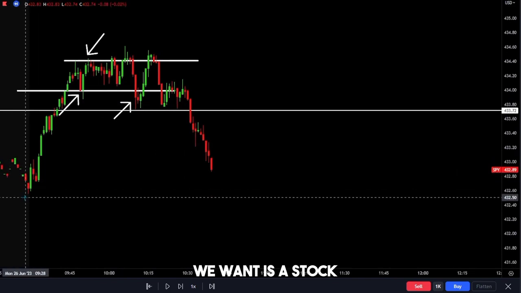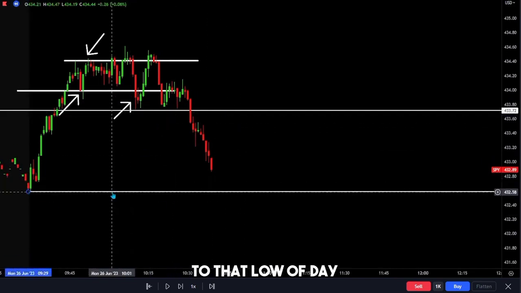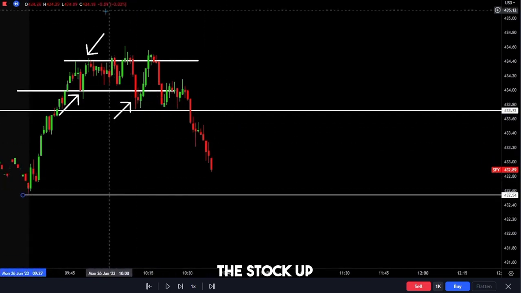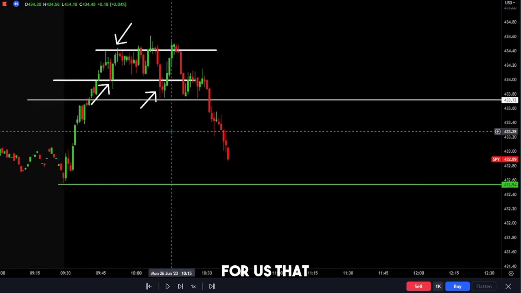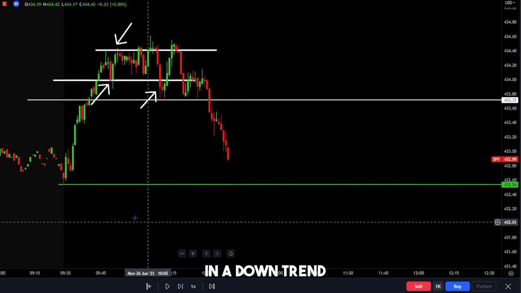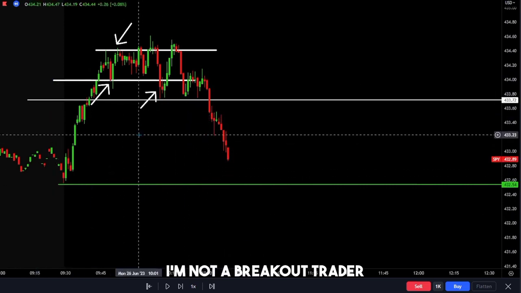And now what we want is the stock to come all the way down to that low of day. All right, so we want the stock to come all the way down to this low of day. And that'll really confirm for us that the stock is in a downtrend. Now, as you guys know, I'm not a breakout trader, I'm a retest trader.